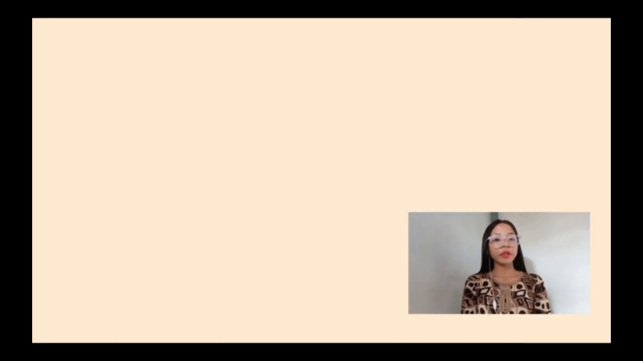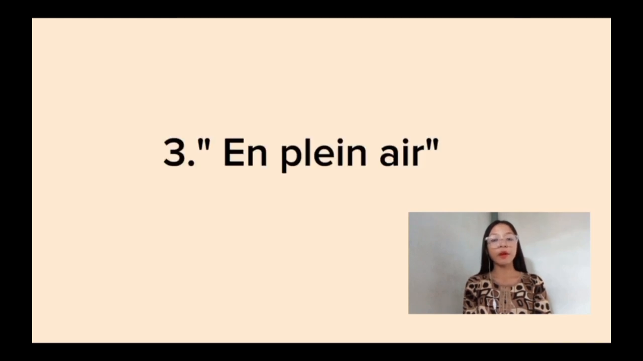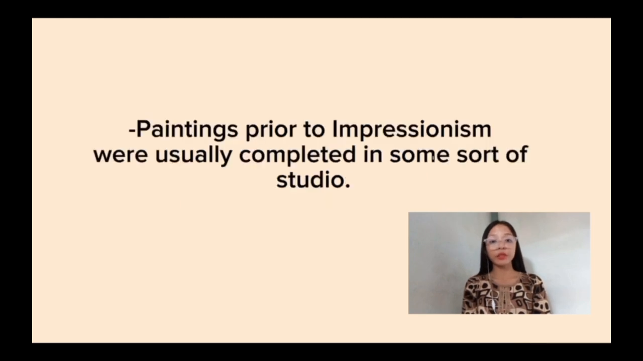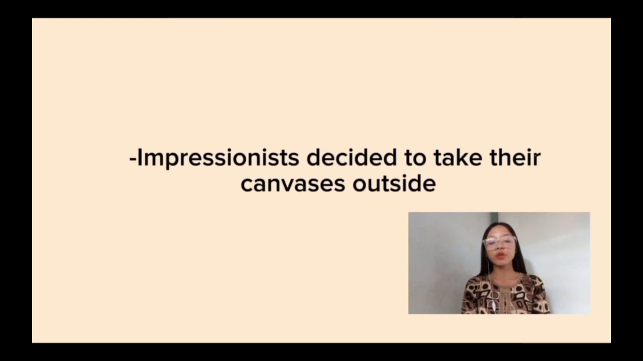The third Impressionism art characteristic is called en plein air, which refers to painting outdoors. Paintings prior to Impressionism were usually completed in some sort of studio. Studios were controlled environments, often with models and apprentices involved. It was unheard of at the time, but Impressionists chose to move their canvases outside.